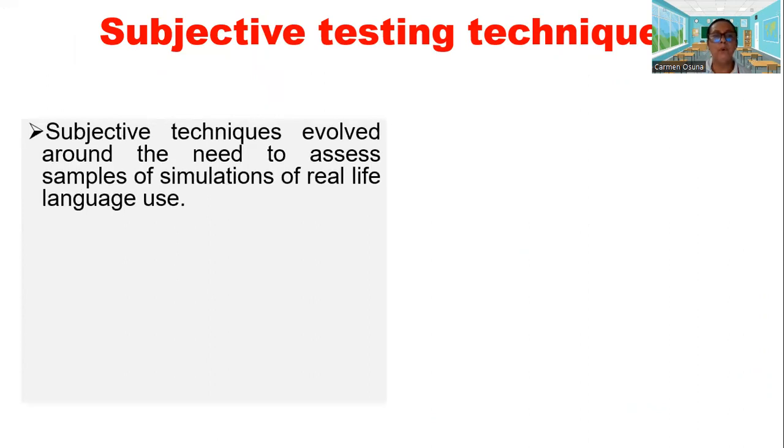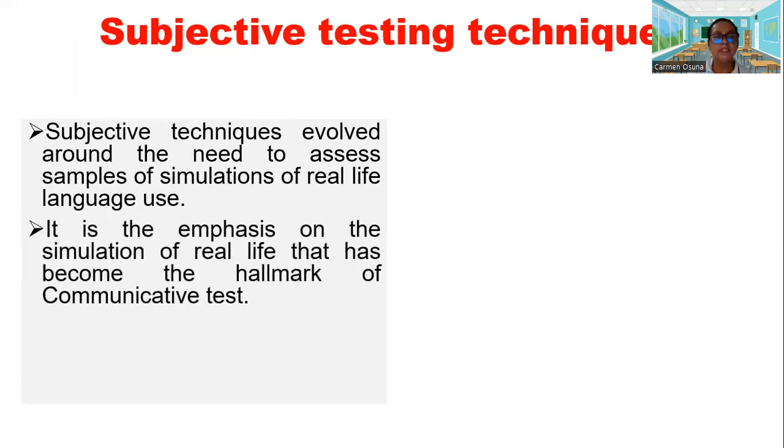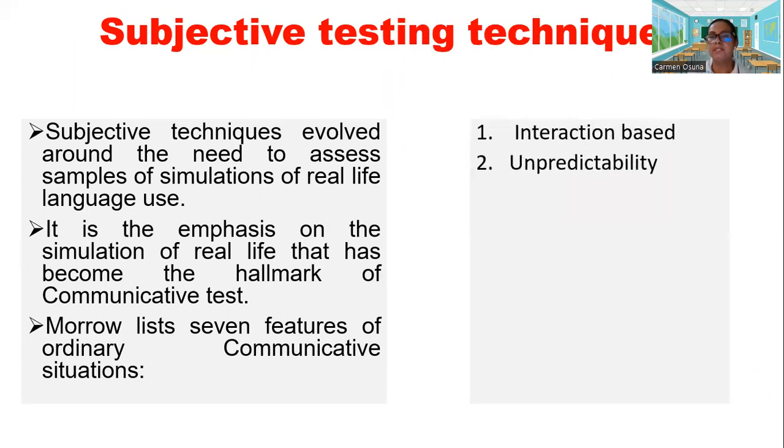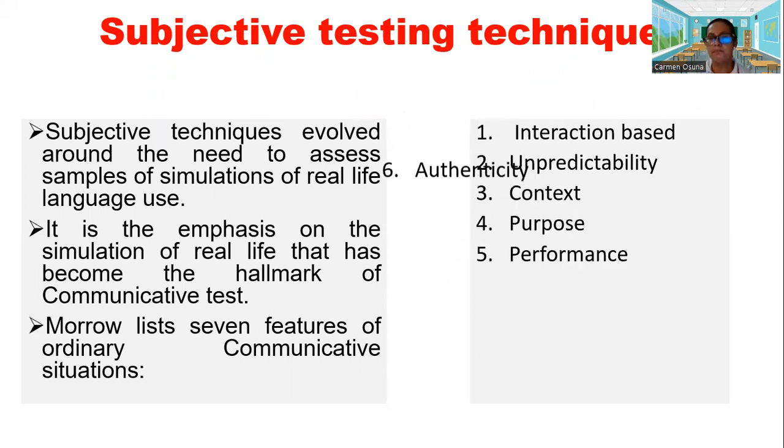Subjective techniques evolve around the need to assess samples of simulated real-life language use. It is the emphasis on the simulation of real life that has become the hallmark of communicative tests. There are more or less seven features of an ordinary communicative situation. The first one is interaction-based, then unpredictability, context, purpose, performance, authenticity, and behavior-based.